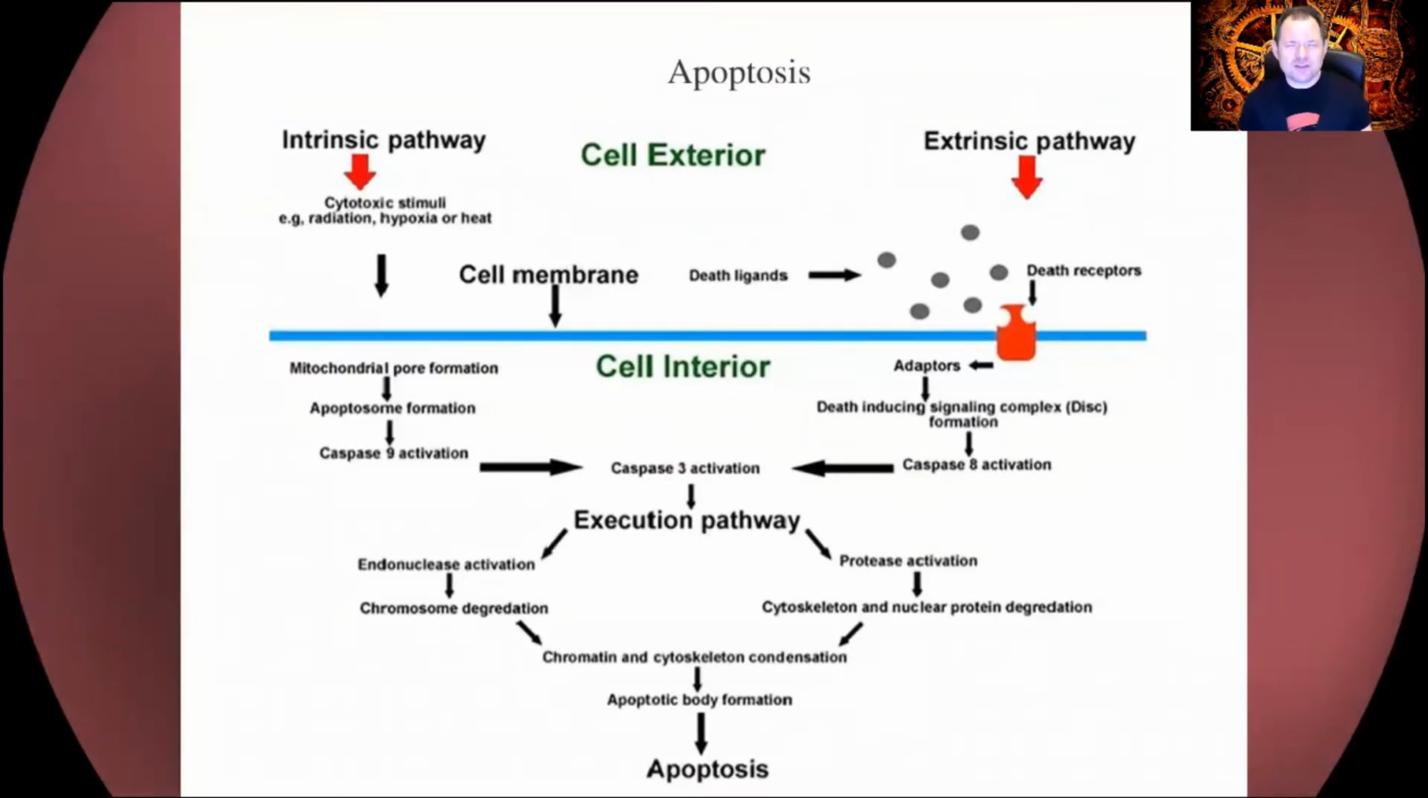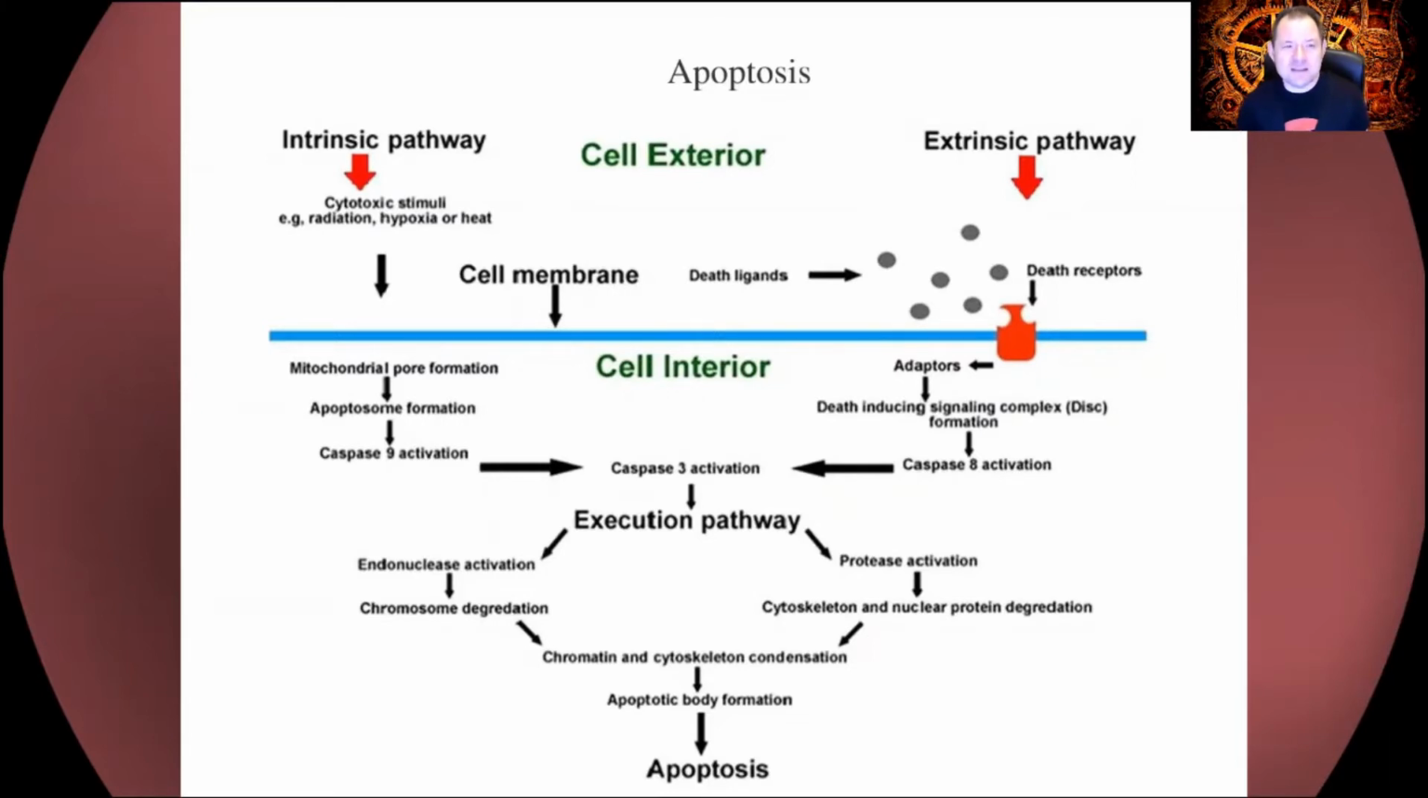Now, first of all, I'm going to delve deeply into this, but before I do, I will just mention that apoptosis, broadly speaking, is divided into two pathways. There's more than two, but broadly speaking, two pathways. These are the intrinsic pathway of apoptosis and the extrinsic pathway.